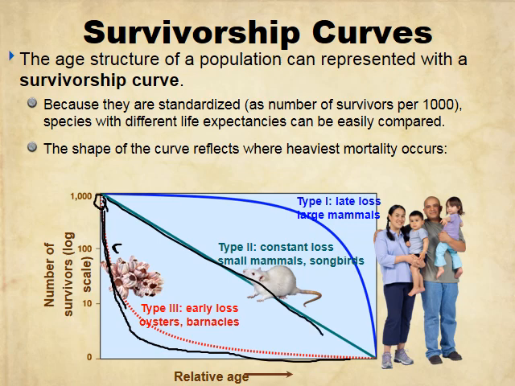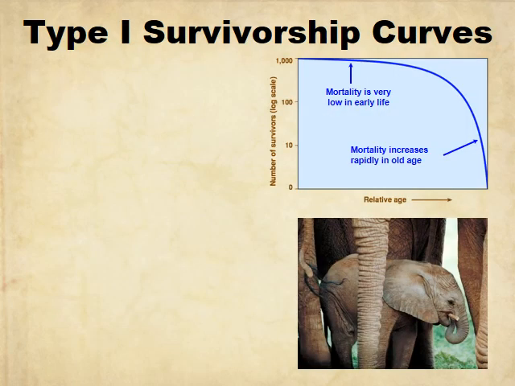Your type 2 is kind of a crapshoot. So you have the same chance of dying early as you do later on. Type 1 is late loss. These are your large mammals, your humans, your elephants. So you have a very low chance of dying early in life, and then as you get older, your chances of dying increase. So there become fewer survivors later, whereas here there are fewer survivors earlier, if that makes sense.